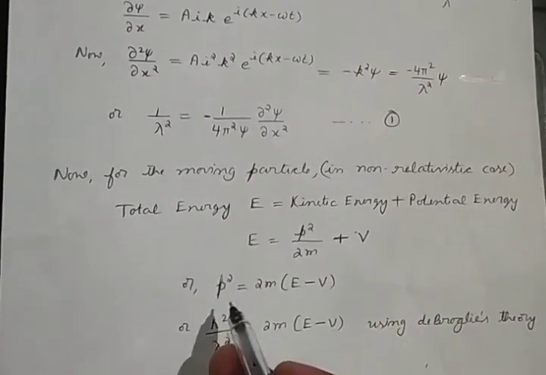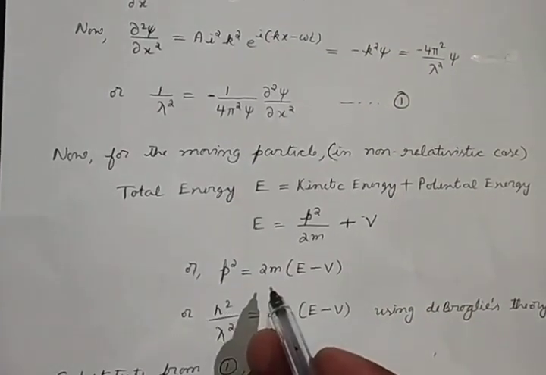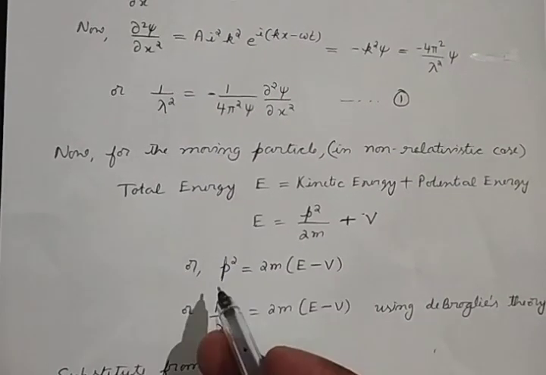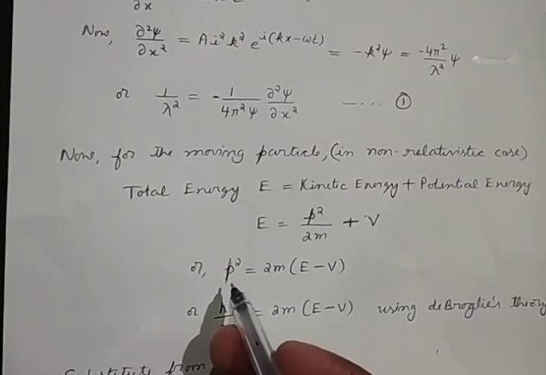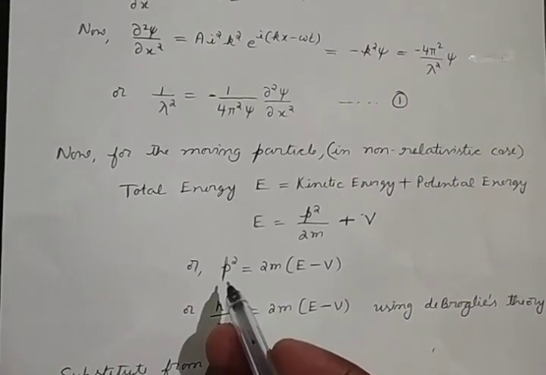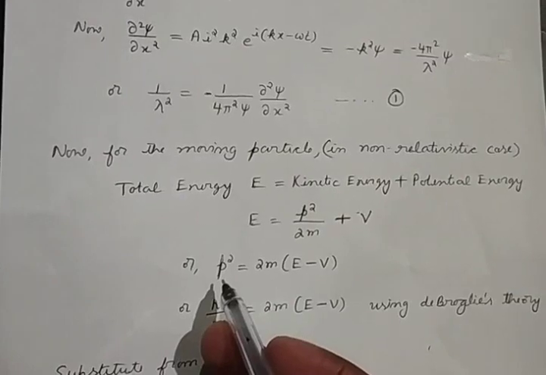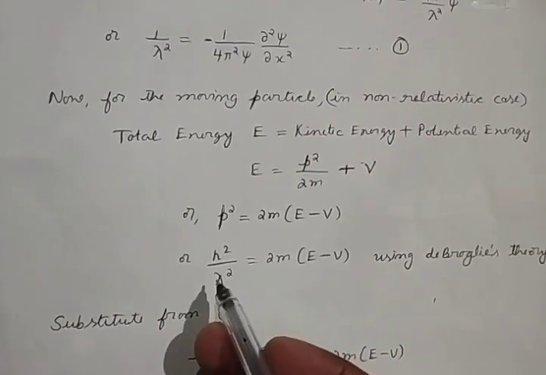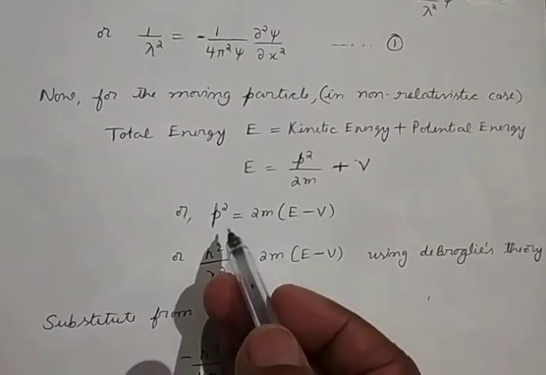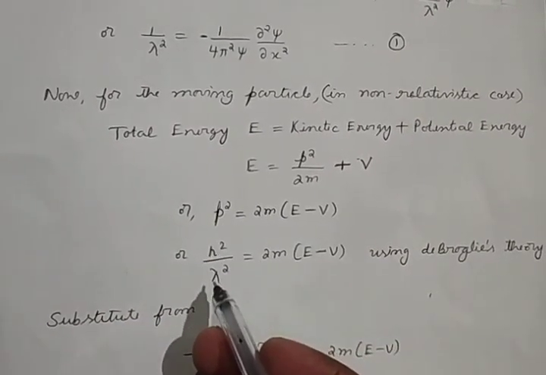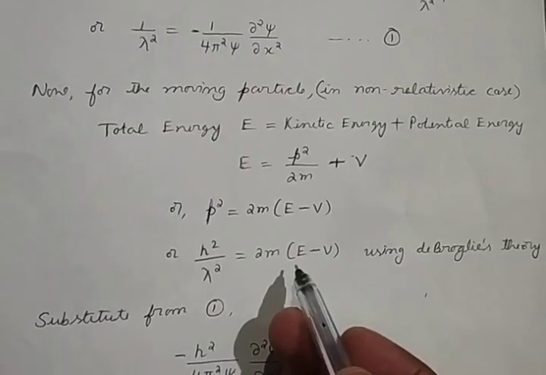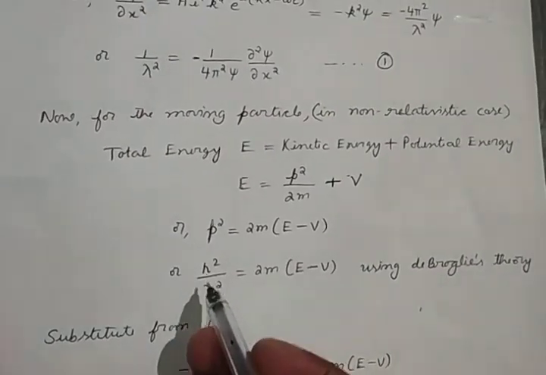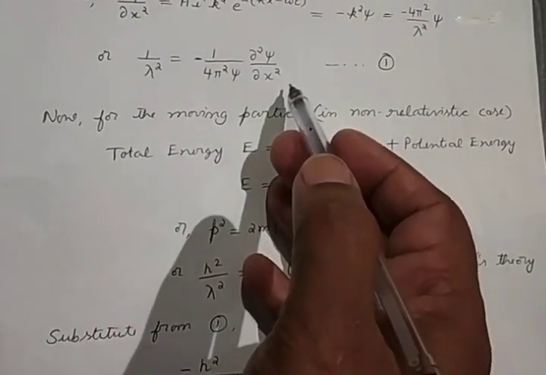Rewriting this equation, p square is equal to 2m into (E minus V). And now let us substitute for the momentum of the particle using de Broglie's equation, which is p is equal to h by lambda, where lambda is the de Broglie wavelength of the matter waves. Therefore we can write p square is equal to h square by lambda square is equal to 2m into (E minus V). Now we can substitute here for 1 by lambda square from equation 1.